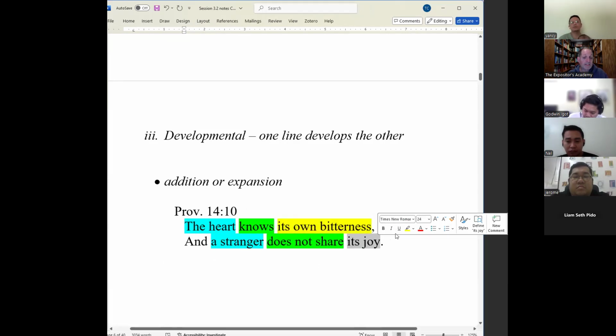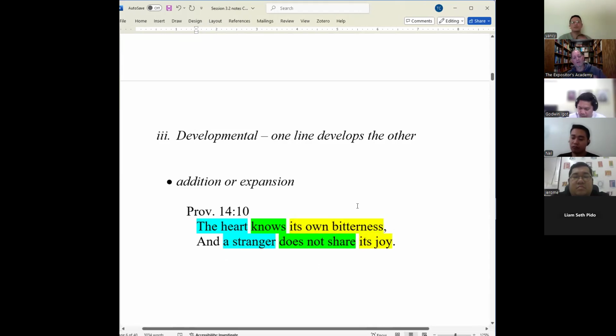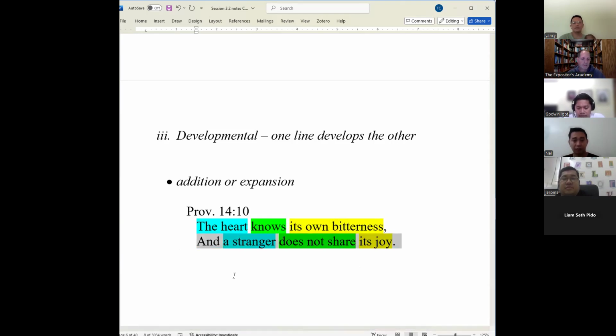Shares its joy. Now, in this case, bitterness and joy do have a contrastive link, but I don't think, because of the rest of the line, I don't think these are synonymous or contrastive. What he's doing is he's adding a second piece of information in the second line. So that's why we call it developmental addition or expansion. He's expanding on the idea presented in the first line. All right.